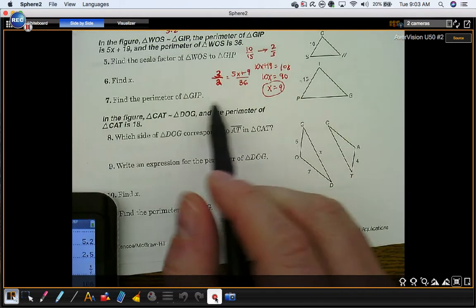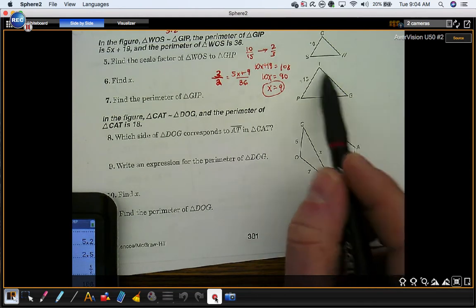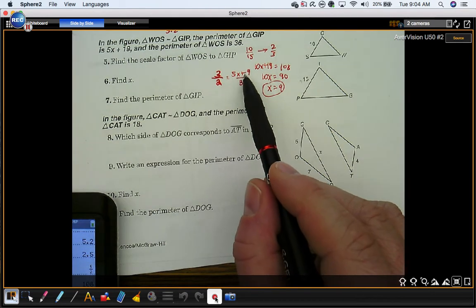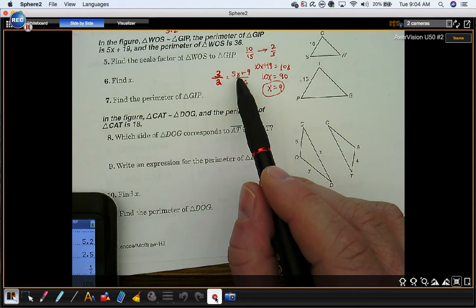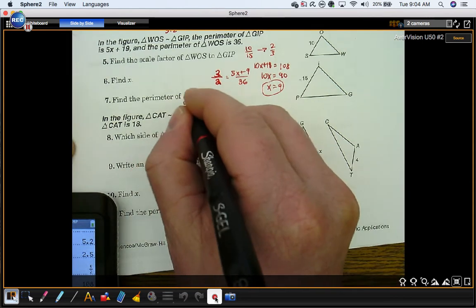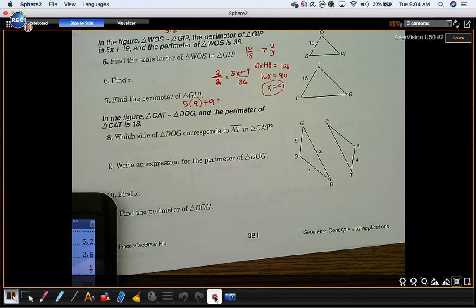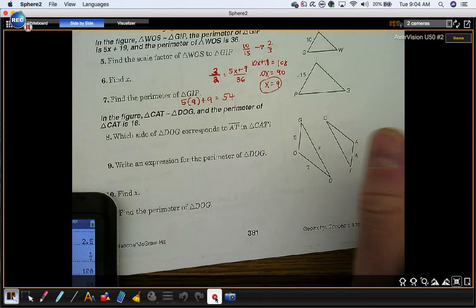Now, what's the perimeter of triangle GIP? Triangle GIP is the big one. That's this number. So they're just asking you to plug 9 in for X. So we're going to do 5 times 9 plus 9. So it'll be 54.